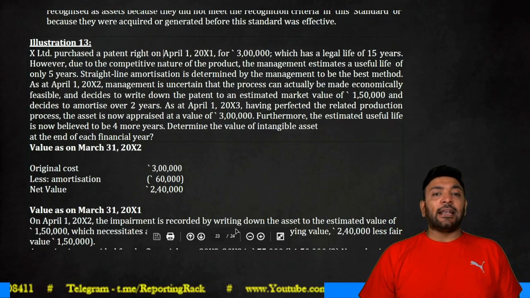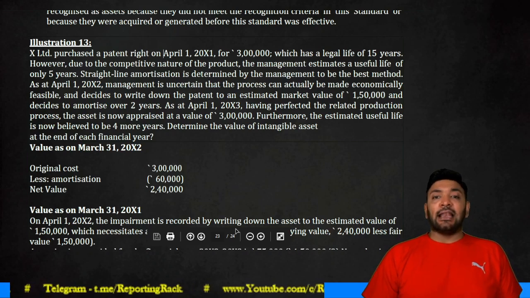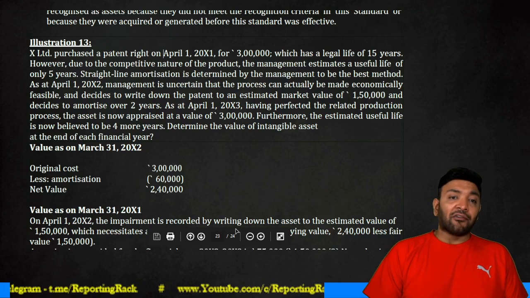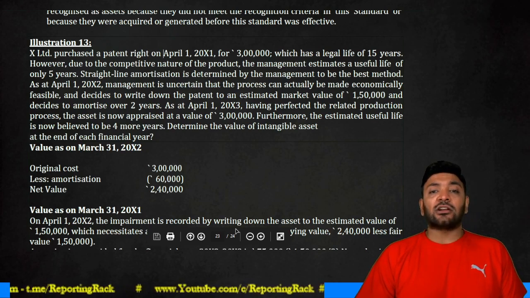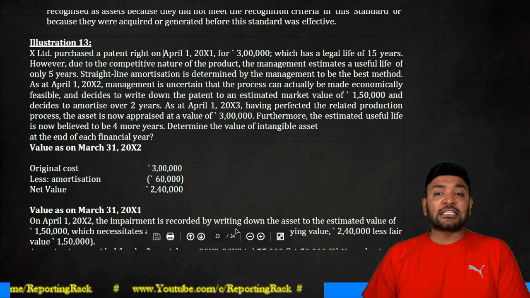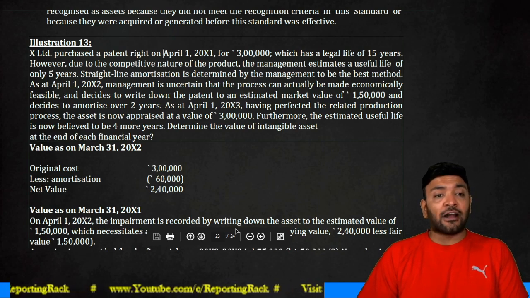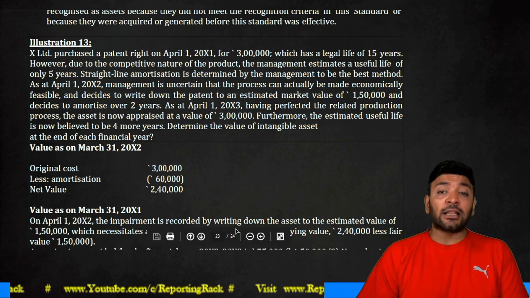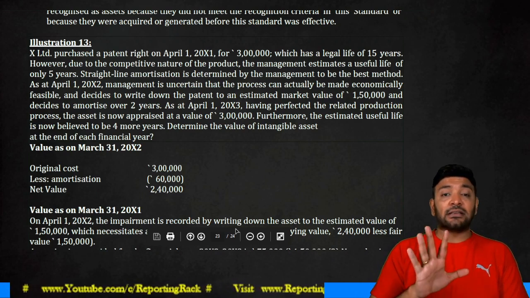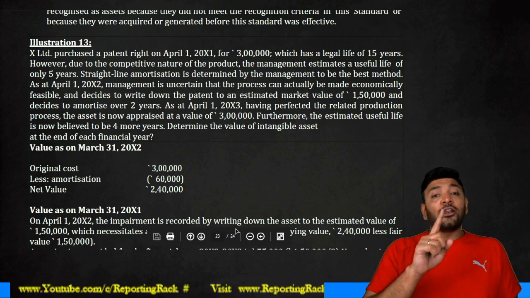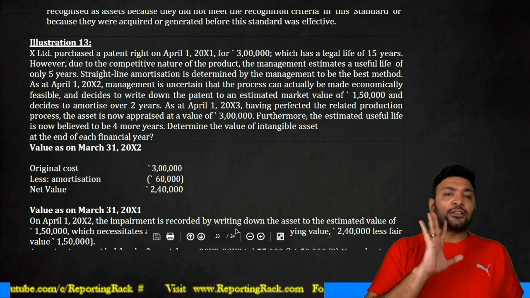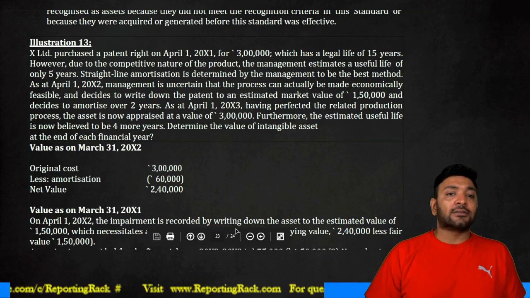X purchased a patent right on 1st April for 3 lakhs. Has a legal life of 15 years. However, due to the competitive nature of the product, the management estimates a useful life of only 5 years. So it had a legal life of 15 years, but the useful life is only estimated as 5 years. What did you say? Your useful life should not exceed your legal life. But here legal life is 15, so useful life can very well be 5 years.